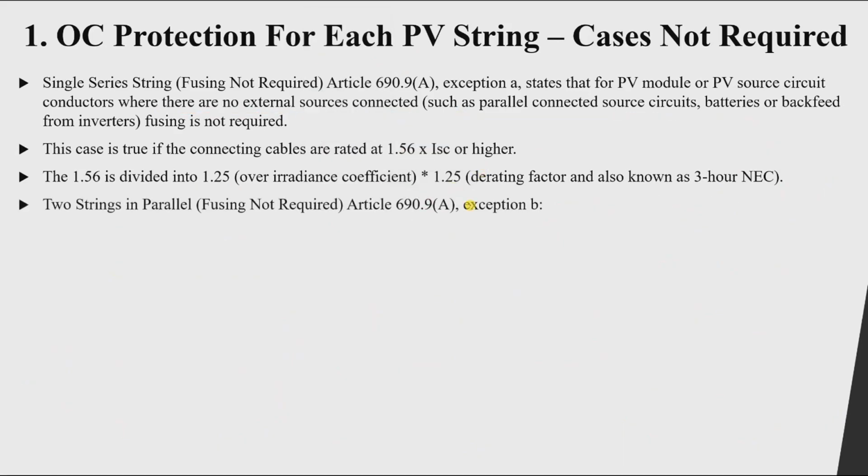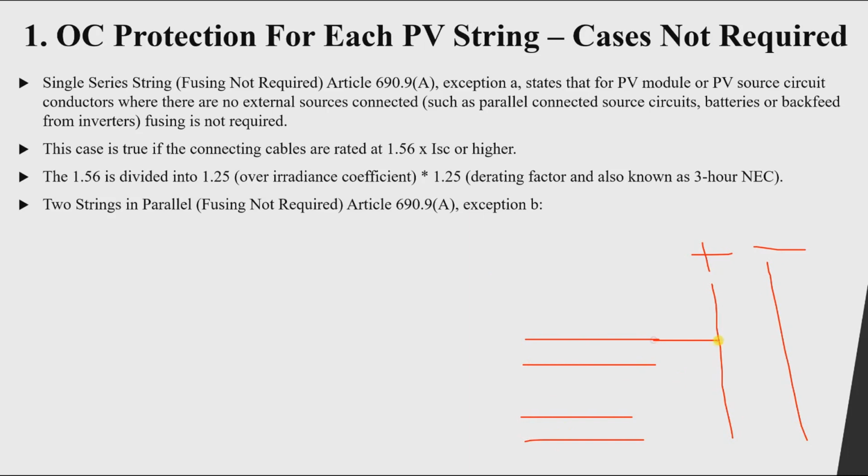Now what if I have two strings in parallel? We have 1 and 2. Let's say we have two strings. Here positive and negative. We have two strings like this. Take this one here and this one here. This one here and this one here. Okay. Here positive, negative, positive and negative. So this is the first string and this one is the second.